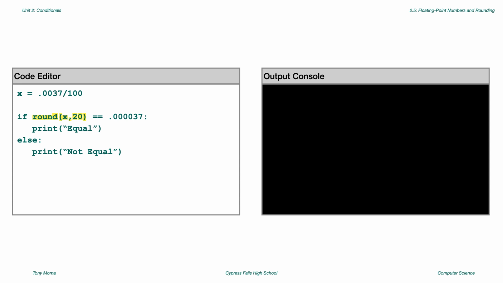In the example here, we call the round method and give it two values. We give it x, the number we want rounded, and 20, the number of decimal places we want it rounded to. When we execute this program, we get equal because the 5 that was throwing off the comparison in the last program is now getting ignored in this program.